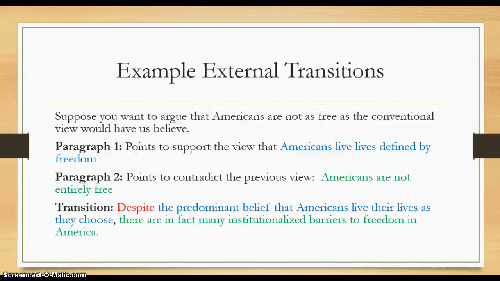So despite the predominant belief that Americans live their lives as they choose, there are in fact many institutionalized barriers to freedom in America. So here we have despite, which is a short transition to begin the transition sentence. We've mentioned the previous point that was made in paragraph 1, and then we've transitioned into the next point that we'll address in paragraph 2. So we're essentially illustrating how these two ideas build off of one another.